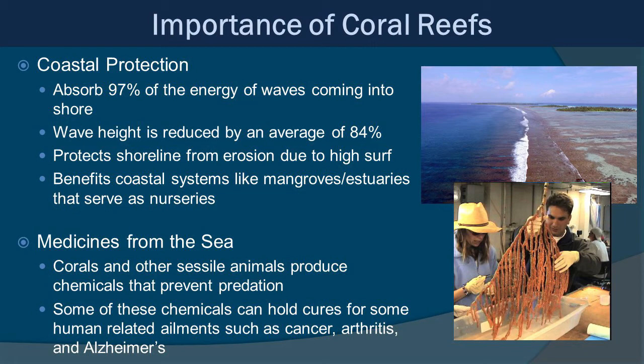We also use coral reefs as a source of medicines, and corals and other animals produce chemicals that prevent predation. And due to that, they actually have interesting uses. Some of these chemicals can hold cures for things like cancer, arthritis, and even Alzheimer's.